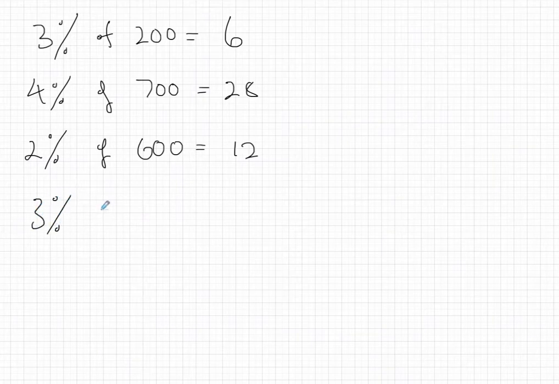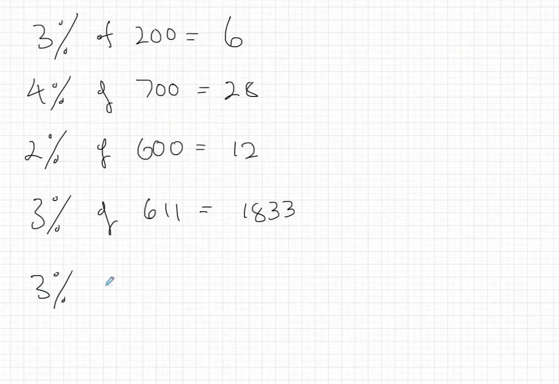3% of, say, 611. Now what I would do here is to multiply the whole number by 3. So 3 ones are 3, 3 ones are 3, 3 sixties are 18. Now if it had been 3% of 600, which is not the answer, then the answer would be 18. So common sense tells us that the point goes there. So it's 18.33.